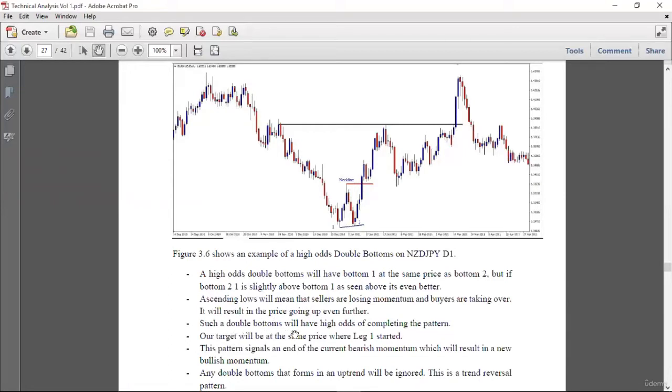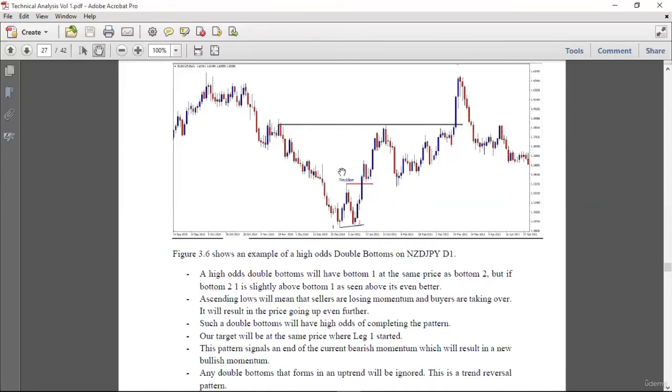Such a double bottom will have high odds of completing the pattern. So if you have something like this, you have high probabilities of price completing the pattern. Our target will be at the same price where leg 1 started. So leg 1 started on that peak drop. This pattern signals an end of the current bearish momentum, which will result in a new bullish momentum, a trend going up.